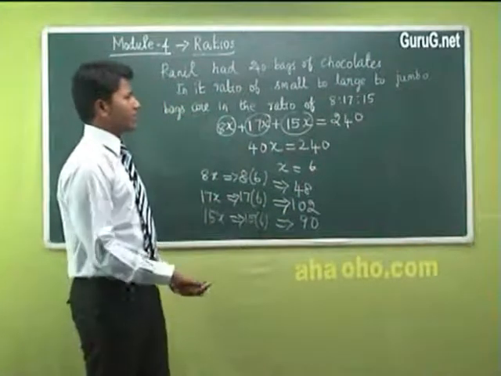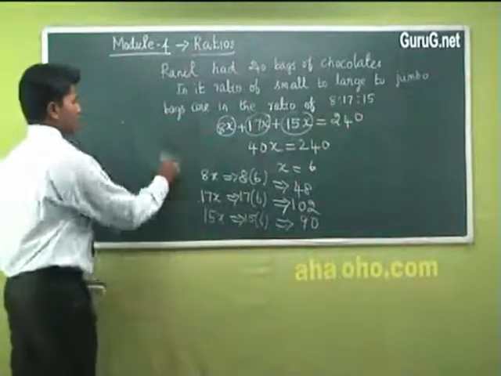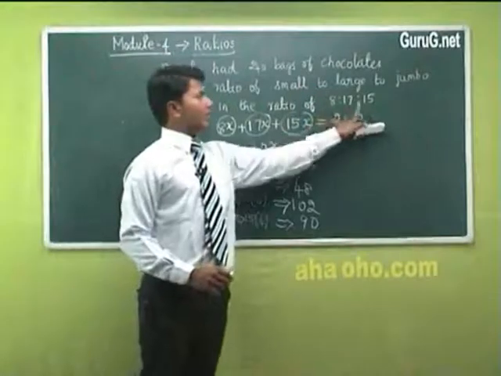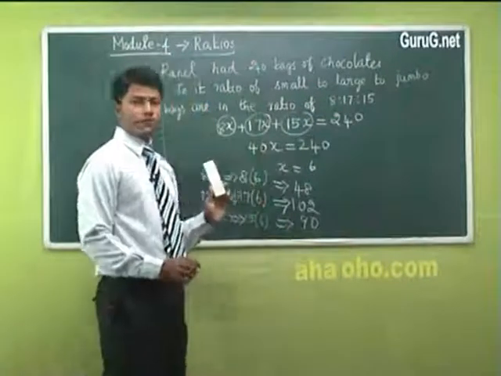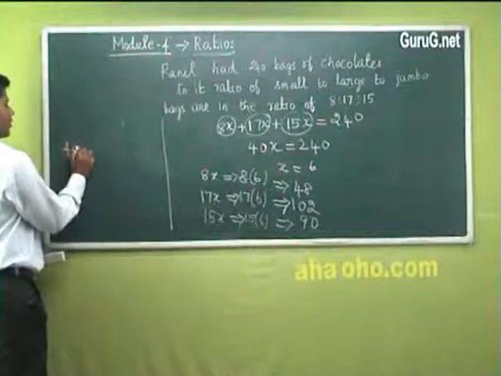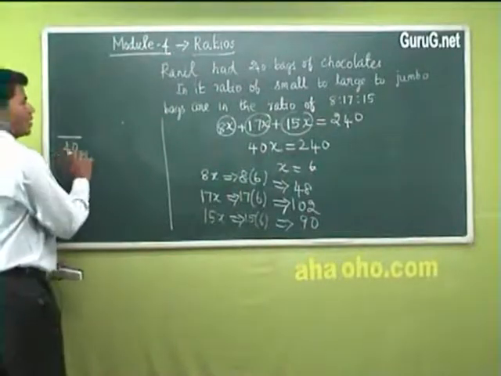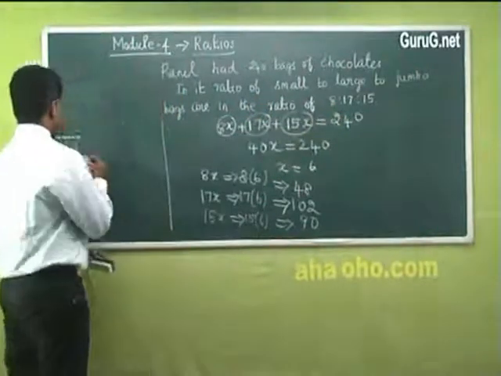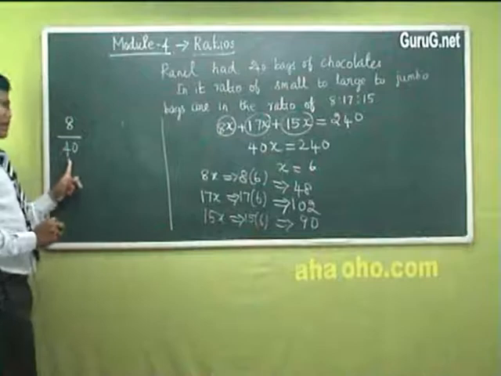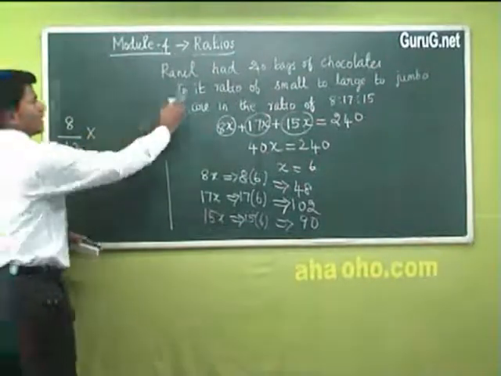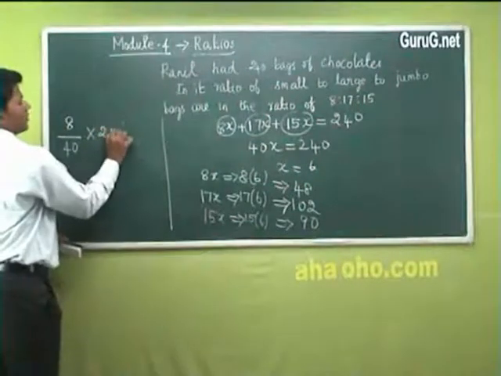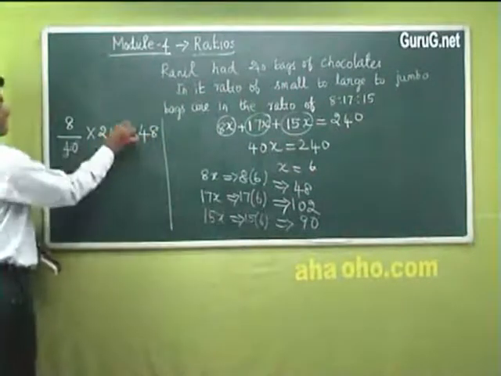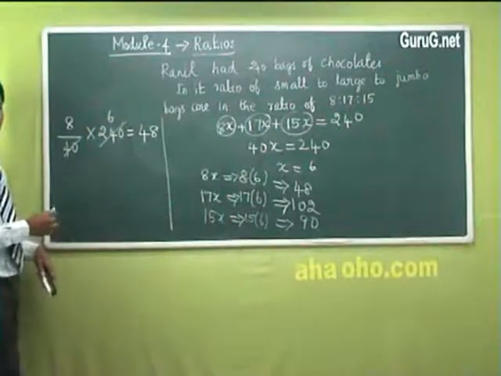What is the other method for finding this? You need not go through so many steps. Instead, just add all these numbers: 17, 15, 8 is 40. So the total is 40. To find the number of small packets, take the ratio 8 by the total value 40 into the given number of bags, 240. That is 48. 8 into 6 is 48.